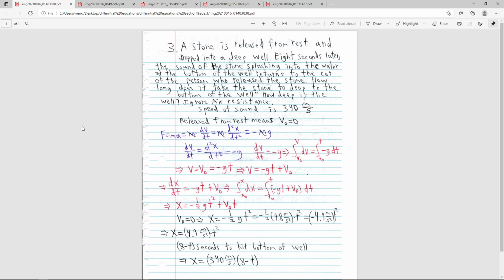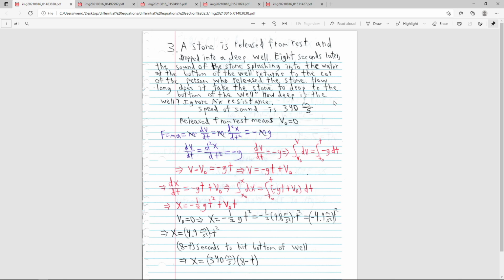Of course, you can definitely draw this one out. Another thing, but you'll see what we assume when we have gravity and stuff. A stone is released from rest and dropped into a deep well. 8 seconds later, the sound of the stone splashing into the water at the bottom of the well returns to you. How long does it take the stone to drop to the bottom of the well?